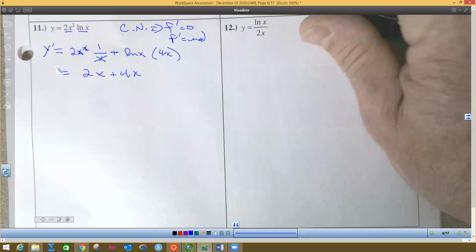All right, so this is problem number 11 on 5354. We're supposed to find the critical numbers and the max and min. So again, critical numbers occur where the first derivative is 0 or undefined. So I did the first derivative using the product rule.